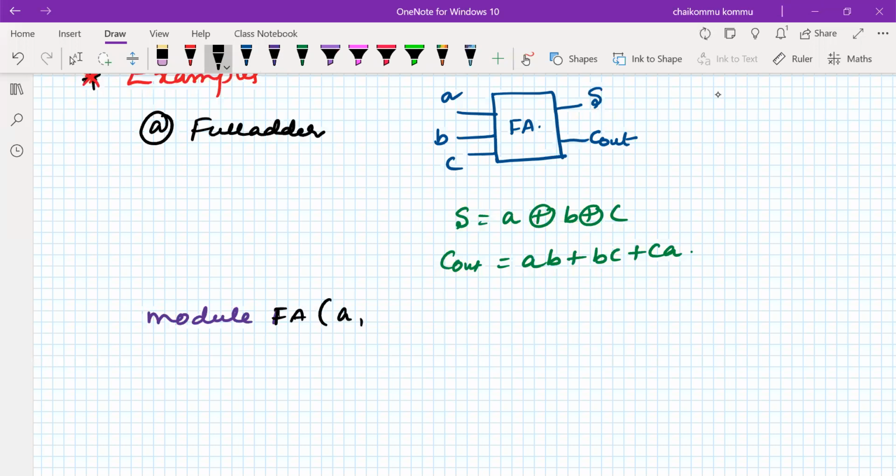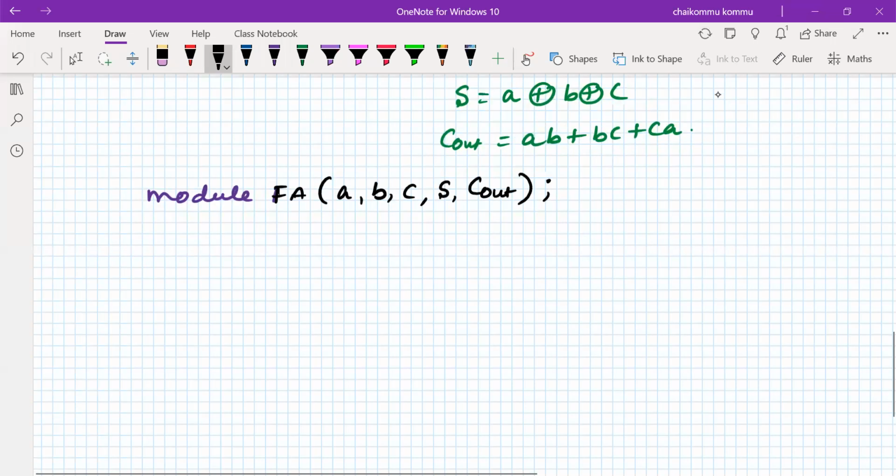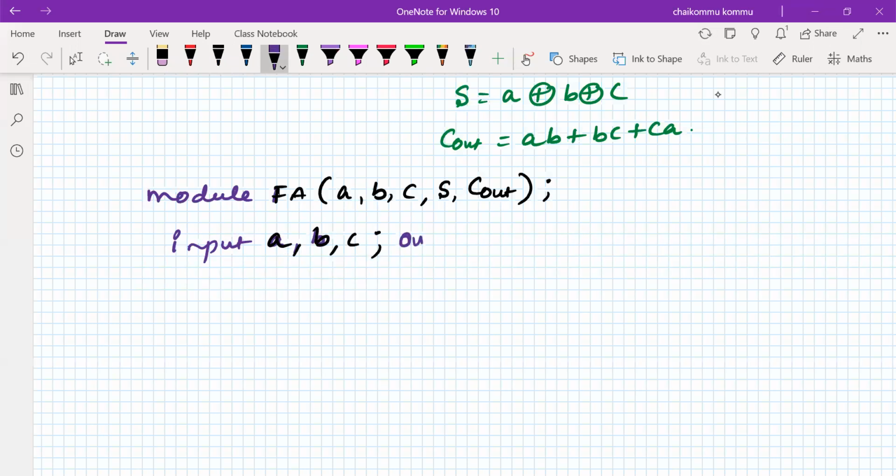I have A comma B comma C. I have S signal and C out signal. So the inputs from this one are A comma B comma C, and the output I can write here directly: S comma C out. Okay, irrespective of the modeling style, this is the first thing that we should notice.